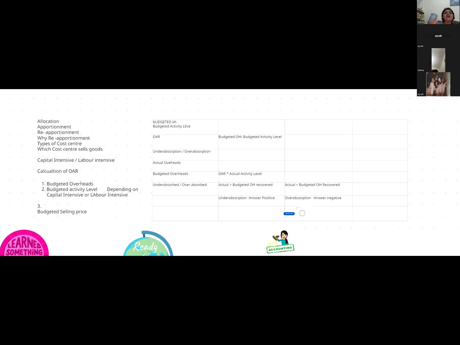After asking under absorption and over absorption, what is the thing that they ask you? They will ask you reasons for under absorption and over absorption. What is the reason for under absorption of overheads? Under absorption is when recovered is less than actual overheads. The reason is that you produce less than your estimated, your budgeted overheads. Production is less than your budgeted.